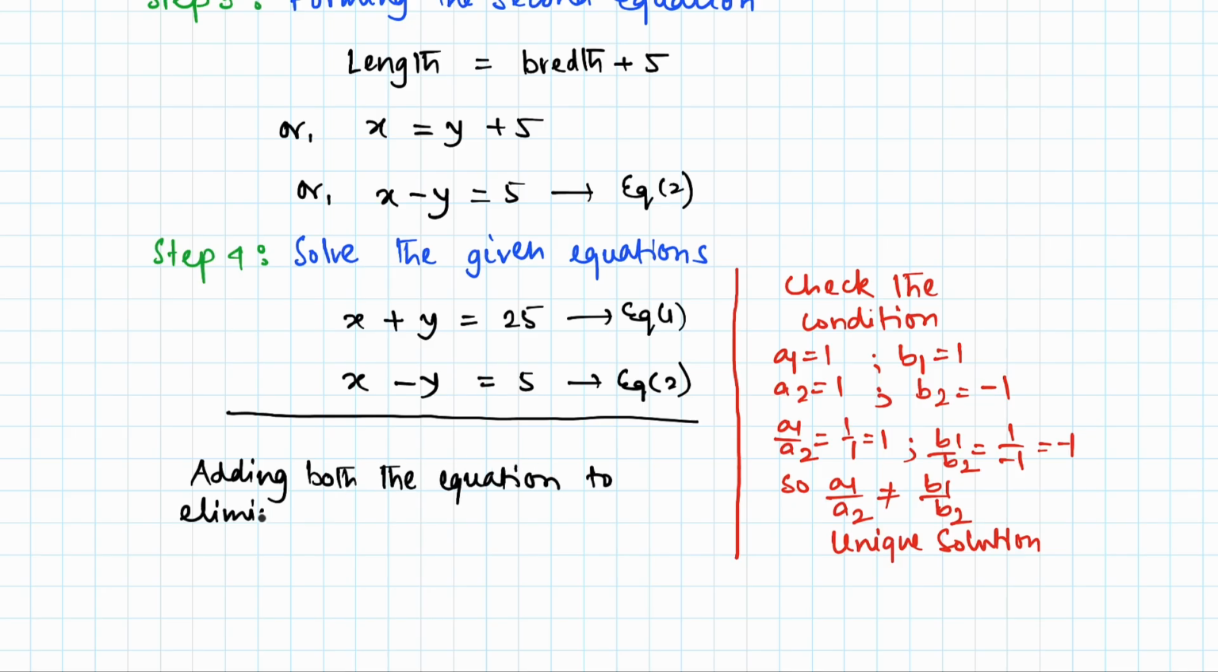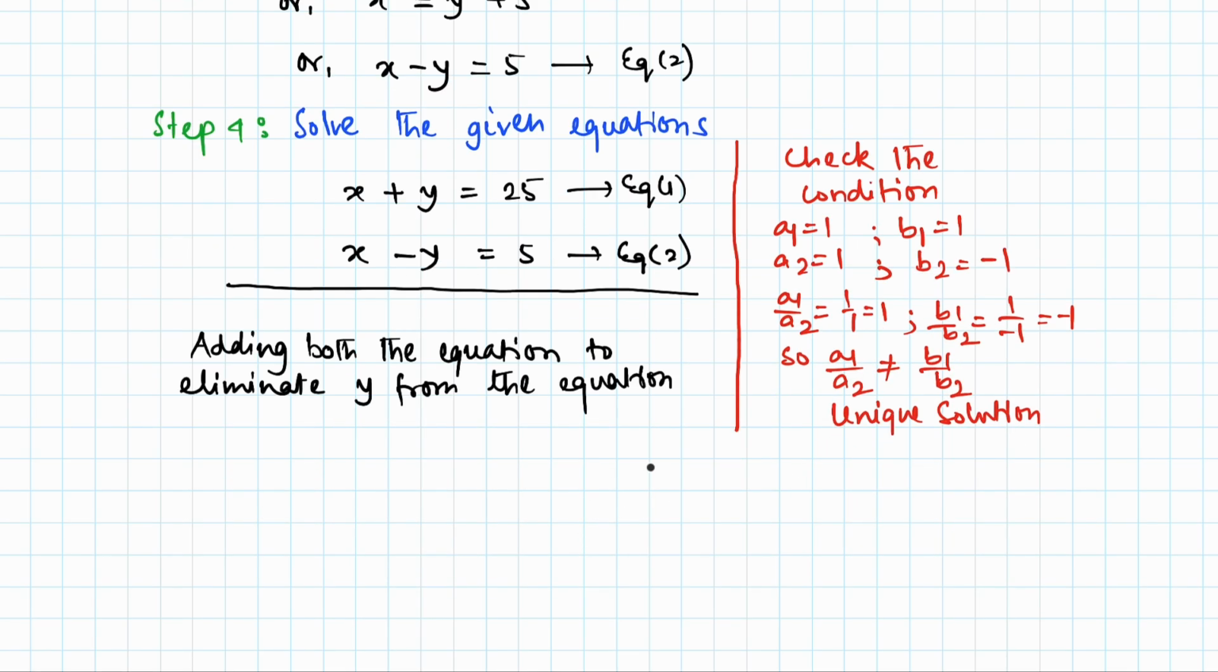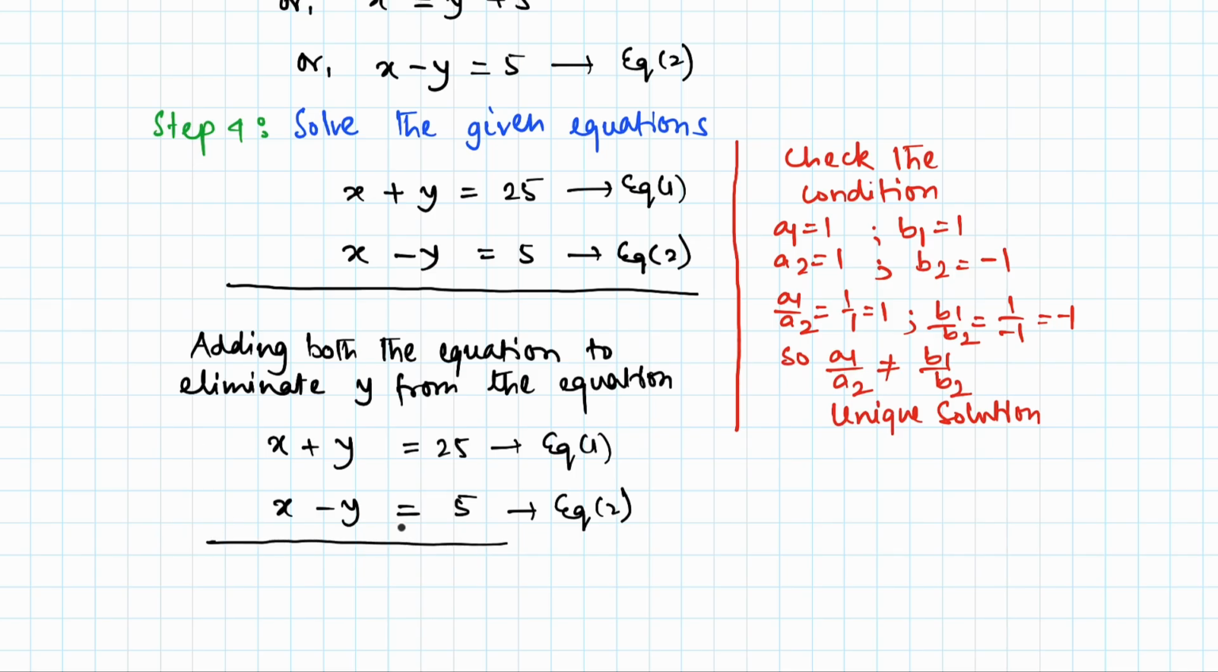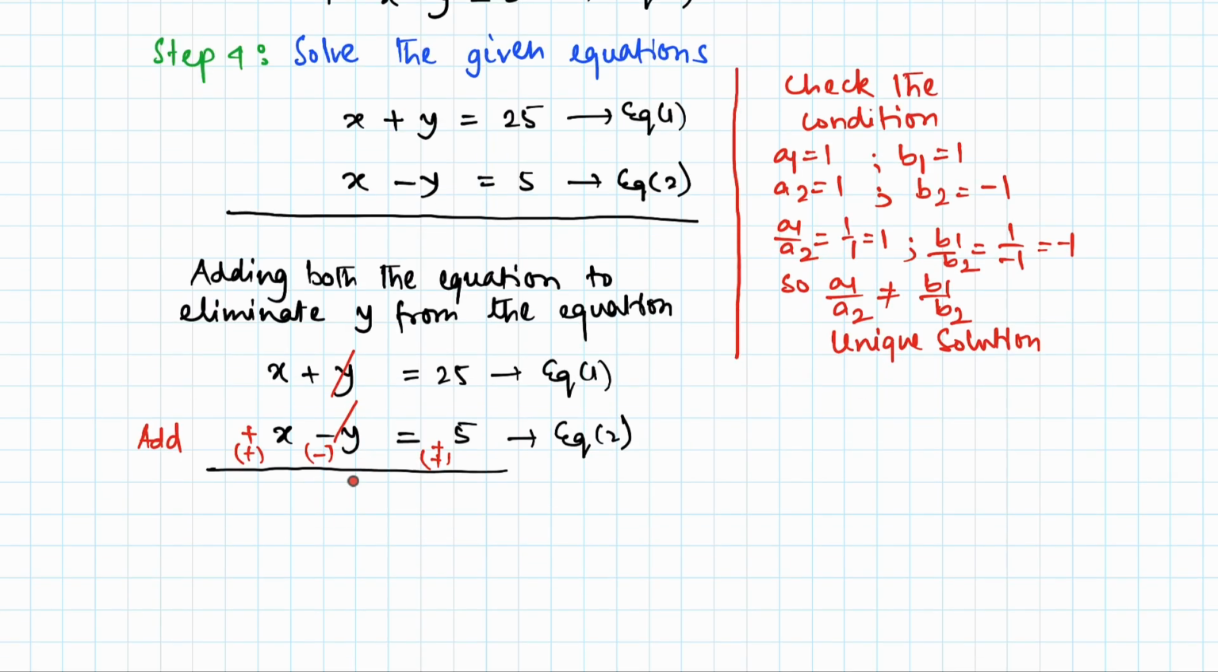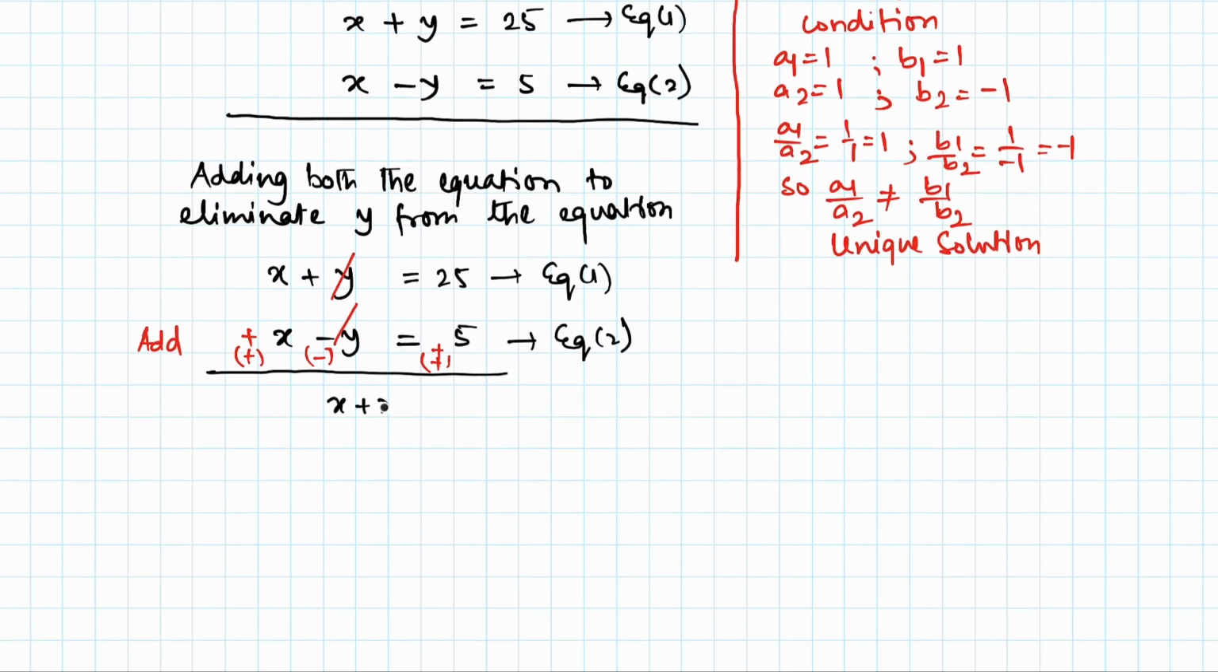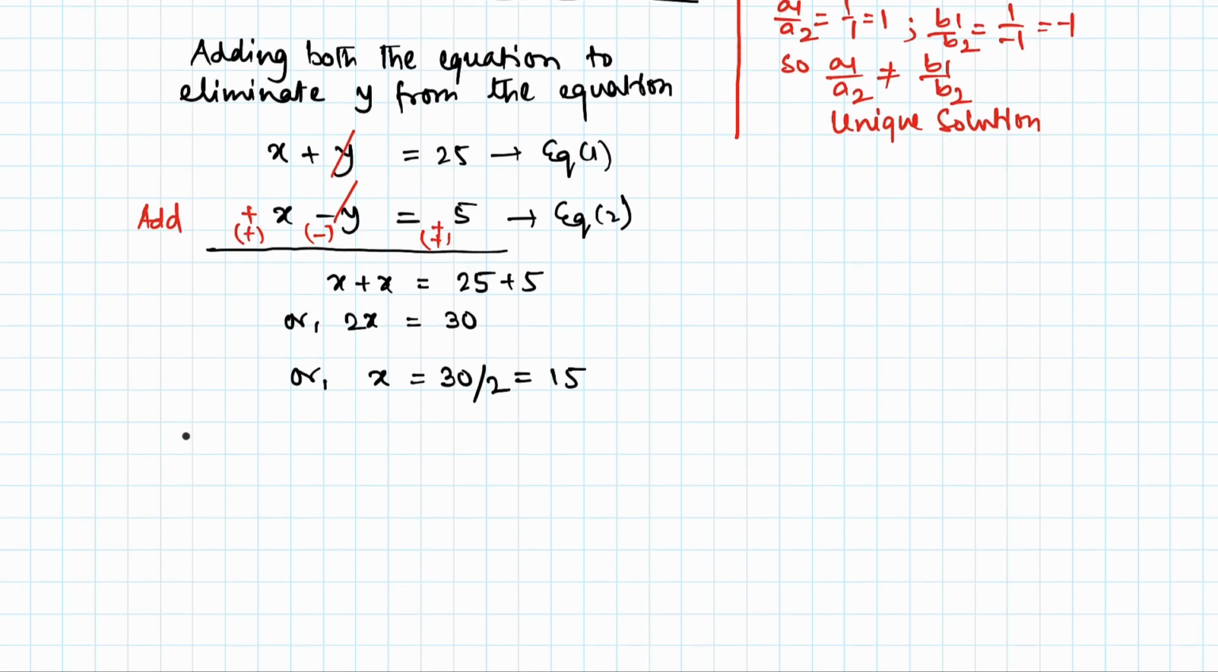Now adding both the equations to eliminate y from the given equations. As the coefficients are the same for y and they have different signs, we will add them to eliminate y and we'll solve for x. So the sign remains unchanged. So y cancels. We will have x plus x equals 25 plus 5, 2x equals 30, and x will be equal to 15. So we have got the value of x.